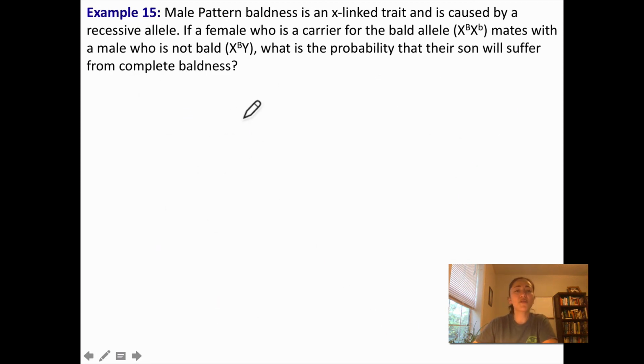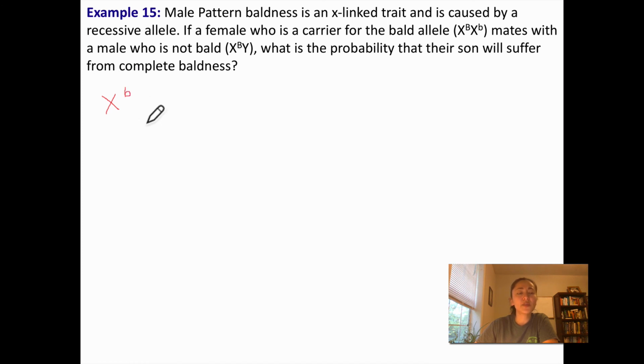Let's look at an example of what I mean here. Male pattern baldness is an X-linked trait. It is caused by a recessive allele. So let's make our key here. We can pick any letter we want. It looks like B's are being used, so let's stick with that.